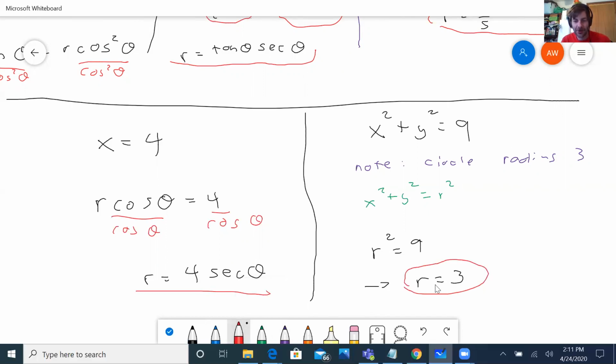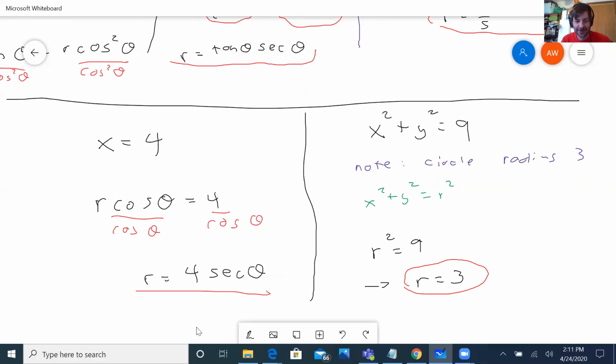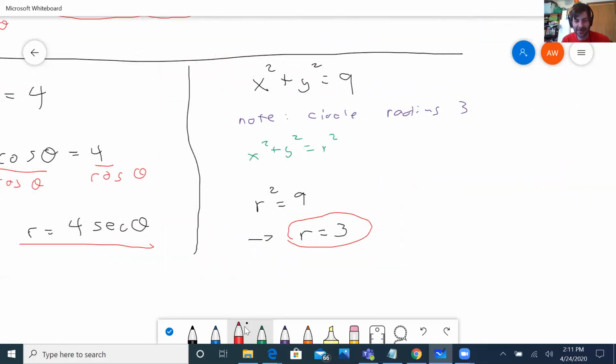Oh, okay, so no matter what theta is, you have a radius of 3 for all theta. Oh yeah, that's actually going to be exactly what a circle is, right? That is an awful looking circle, but you can get the idea, right? It's 3 all the way around for all theta. Cool, so I can turn rectangular equations into polar equations.